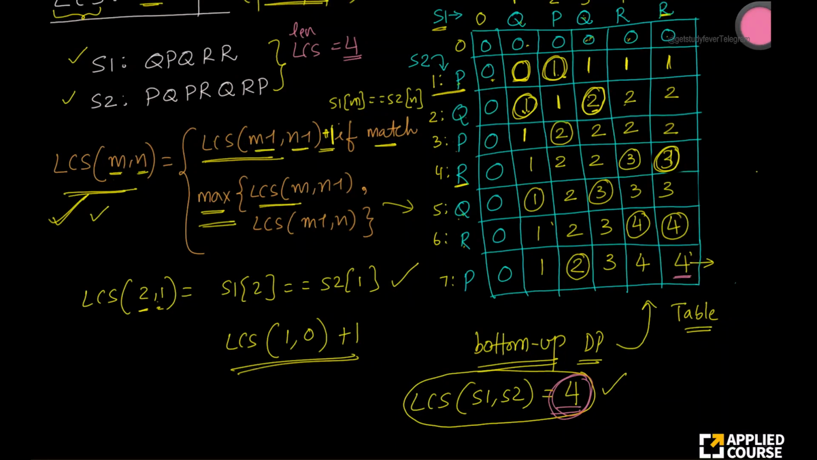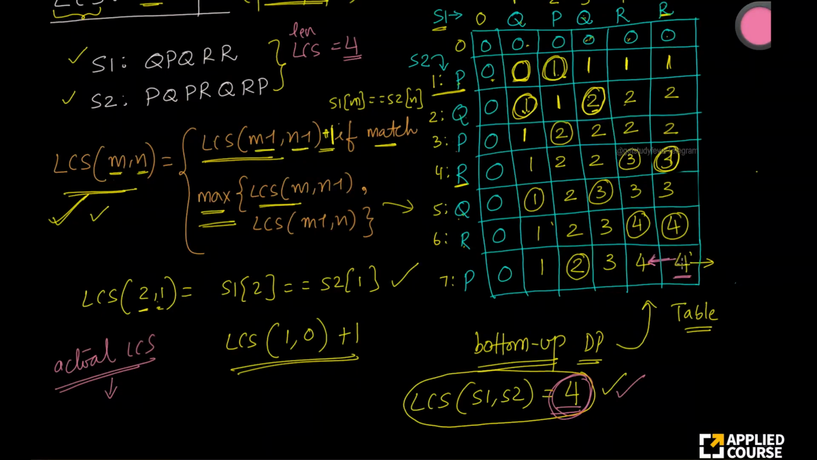Now the next stage. So I got the length. Now I want the actual longest common subsequence, the characters in the longest common subsequence. How do we obtain them? Okay, so let's go step by step. How did this 4 come about? This 4 came because of max of these two. Okay, so let's pick any one of them. I can pick any one of them. Let's assume I pick this and I draw this arrow.